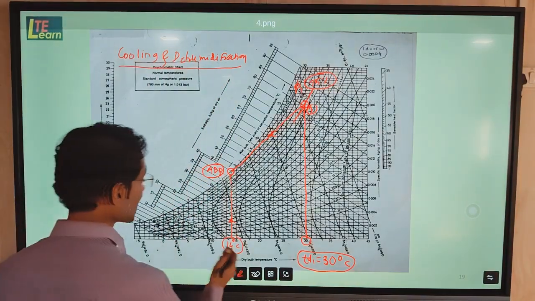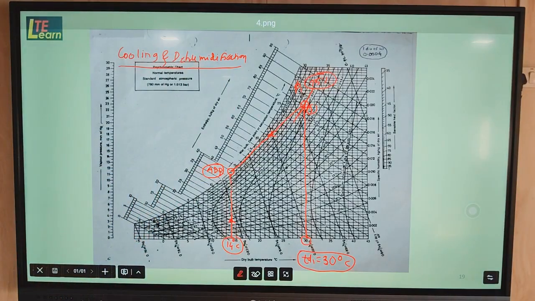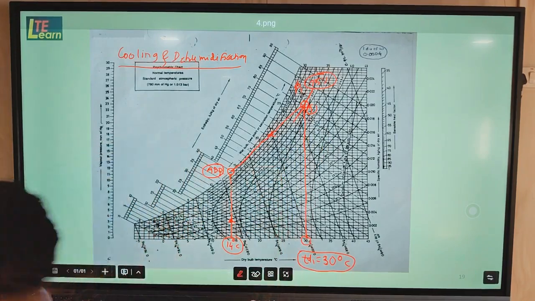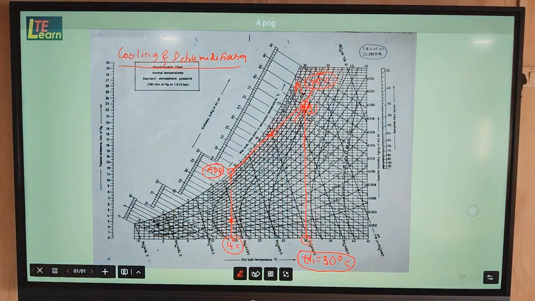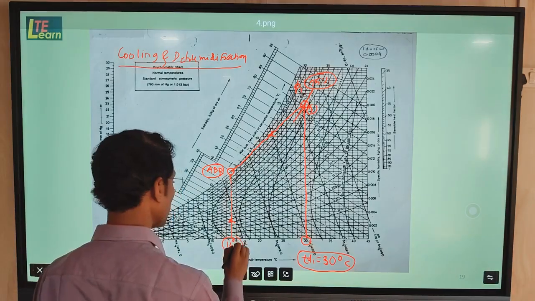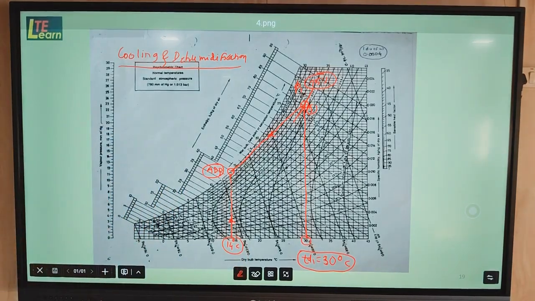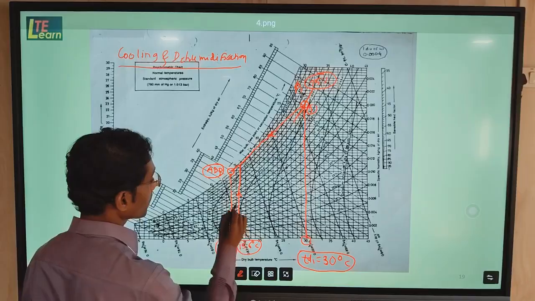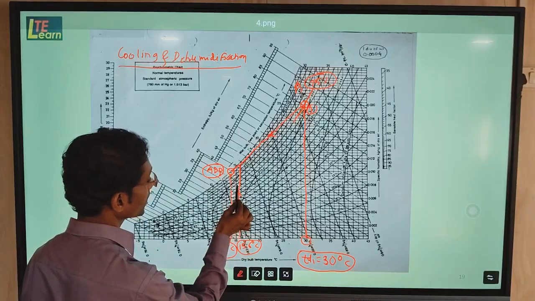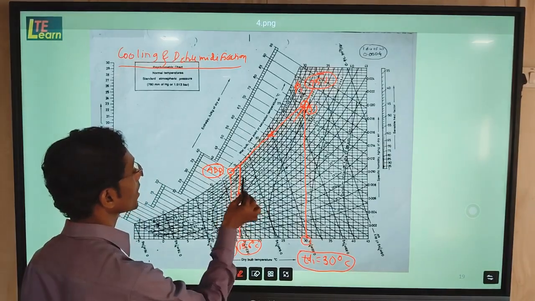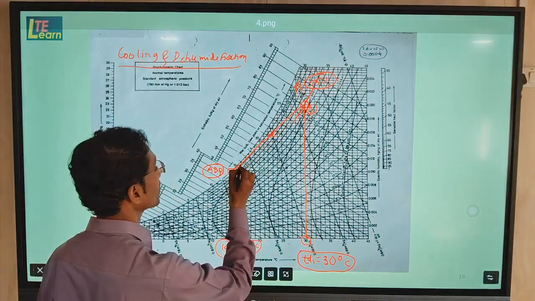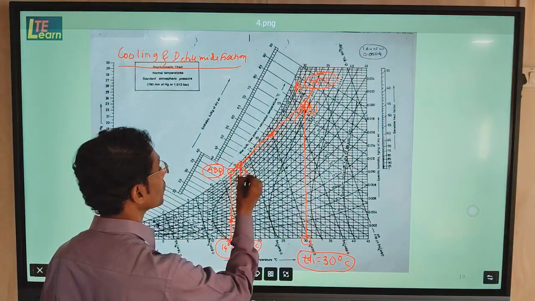Then by using the bypass factor calculation, we have got the temperature of point number 2, which is lying between this 1 and ADP. So that point number 2 temperature we have obtained 15.6. From here 15.6 temperature we will take reference. If we take a vertical line properly with the help of a scale while drawing on the psychrometric chart, then you will get this line touching this process line. Here you will get point number 2.